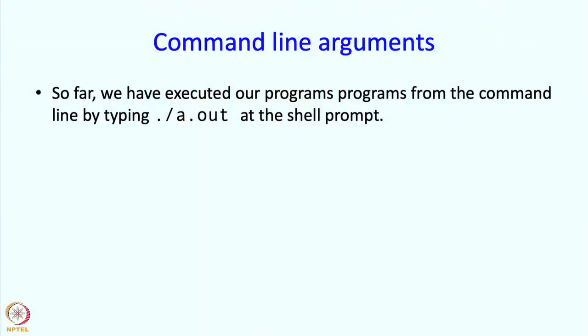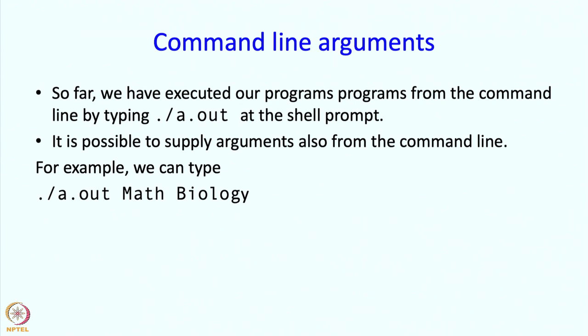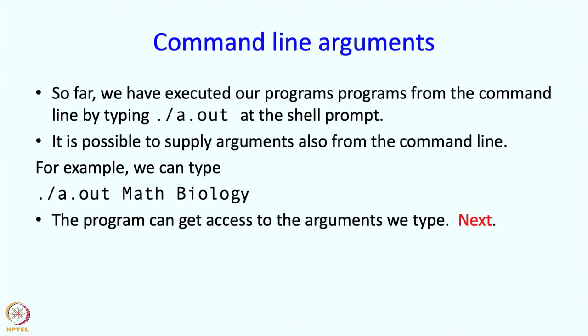So far we have executed our programs from the command line by typing ./a.out at the shell prompt, okay? Or of course we have executed them by pressing the run button, but you can specify arguments from the command line, and even if you are using the IDE, you can get into a shell prompt, and there you can run the program, and at that time you can give arguments when you run the program. So for example, you can type something like ./a.out math followed by biology. So two words you are typing on the command line in addition to the name of the program that you want executed. So the program can get access to what you type, and how to do that is the topic of this segment.